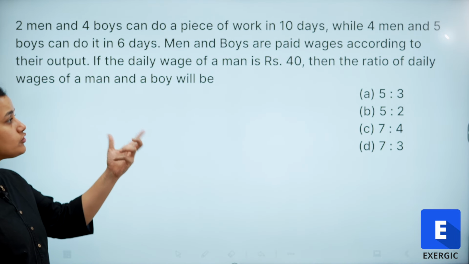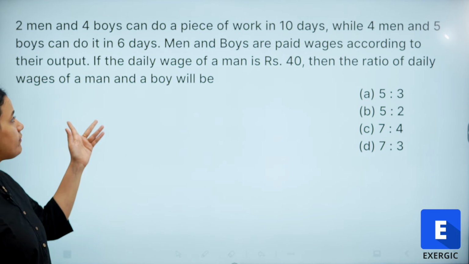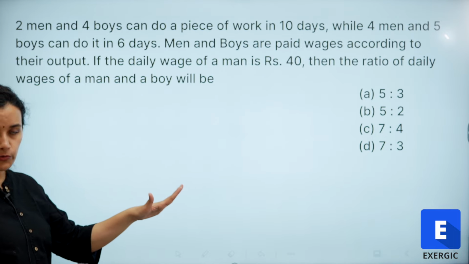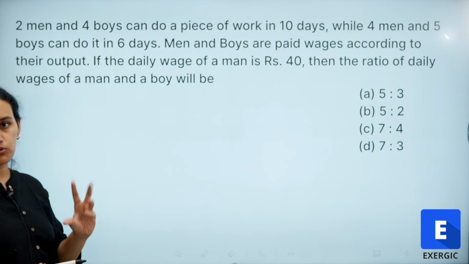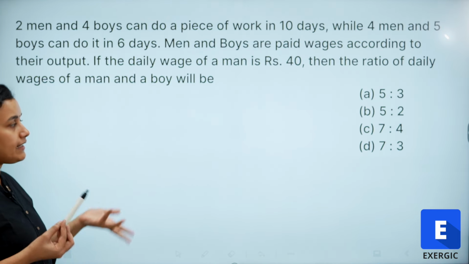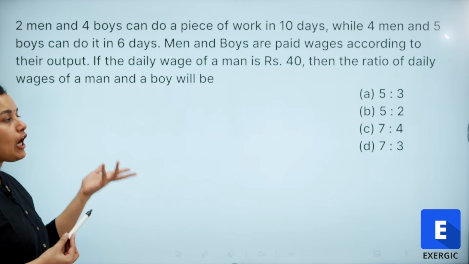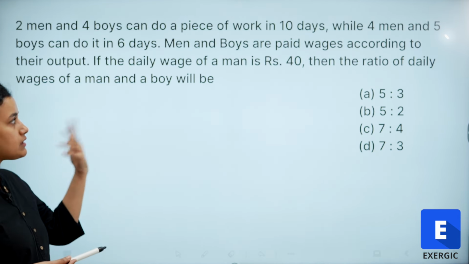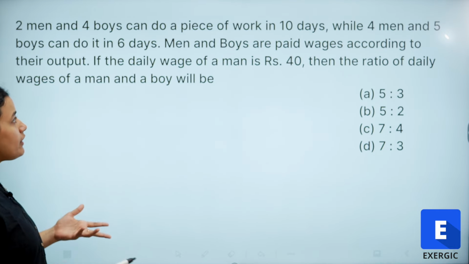So we want to find out the ratio between the daily wages of a man and a boy, and it has been given that the daily wage of a man is 40 rupees and that men and boys are paid wages according to their output. So I want to find out the daily wage of a boy, and we also want to find out the output of the boys, right? Because the daily wage will be related to the output. How do I find that out?